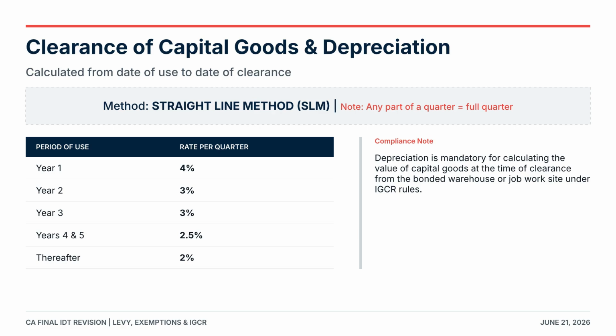value basis. The straight-line method is used, and even part of a quarter is treated as a full quarter. Depreciation is allowed at 4% per quarter during the first year, 3% per quarter during the second and third years, 2.5% per quarter during the fourth and fifth years, and 2% per quarter thereafter. These rates are extremely important for numerical questions, so students should memorize them carefully for examination purposes.